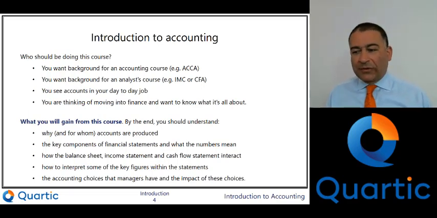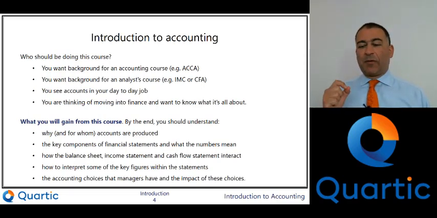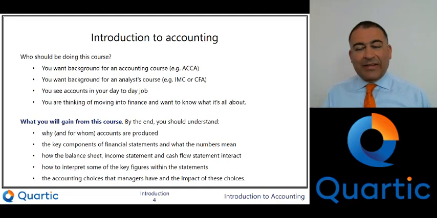What you're going to get from the course, we're going to give you a decent understanding of what the accounts are about. So first of all, why they're produced, who produces them, who they're produced for, what the main components are, so the 3 main statements, how they interact. So we're going to see the balance sheet, the income statement, and the cash flow statement. How we can interpret some of the main numbers, and as I said before, the choices that managers make when they're putting the numbers together, and effectively we need to try and get behind the numbers. The way I like to see this is uncooking the books. We're trying to get behind the numbers.